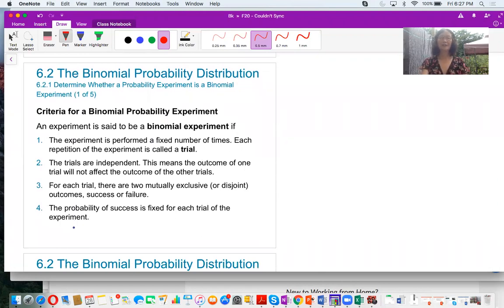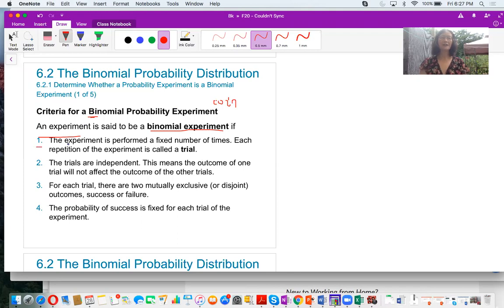To satisfy the binomial, there are two outcomes. If an experiment has two outcomes, for example, if you flip a coin, you have either head or tail. That is two outcomes. An experiment is said to be a binomial, you have to satisfy the following conditions.